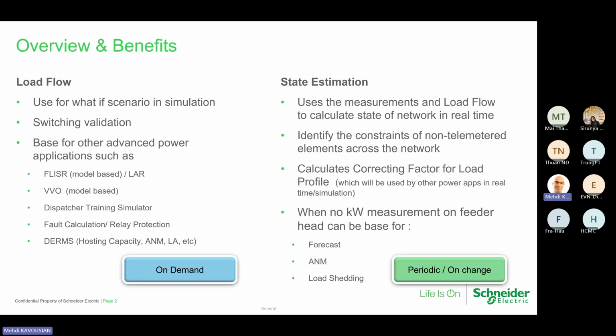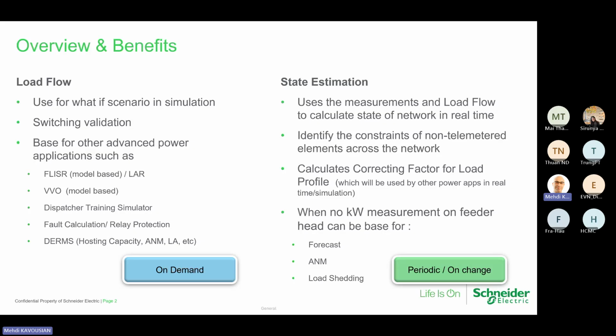In some occasions, if they're very far from each other, it might not follow that and exit as very different. Why? Because you might have a problem in topology or in data or whatever. So when the load flow results and the state estimation results are different, it flags it. What is the other use case? In your case, you said you have kilowatt for feeders, but some customers don't have kilowatt, and it can calculate it. Applications such as forecast, active network management, and load shedding will be using that.